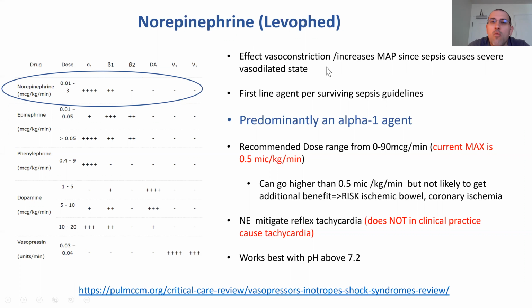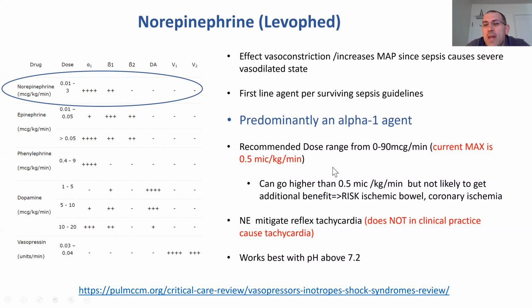So just to be complete over here, the effect is vasoconstriction. It increases the MAP because sepsis causes a severe vasodilated state and a decreased SVR. Again, it's the first-line agent per Surviving Sepsis guidelines. It's predominantly an alpha-1 agent, as I mentioned over here. So the recommended dose is anywhere from 0 to 90 mics per minute if you use that measurement, or, as over here, 0.01 to 3 mics per kilo per minute.